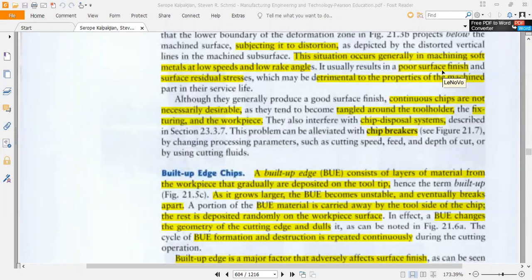sacrificed, we can say, and residual stresses are generated in the surface of the workpiece. These residual stresses and this poor surface finish determine the problem of surface integrity.